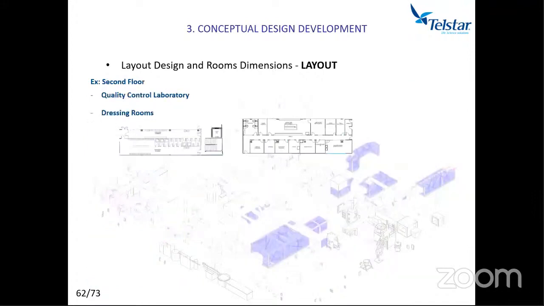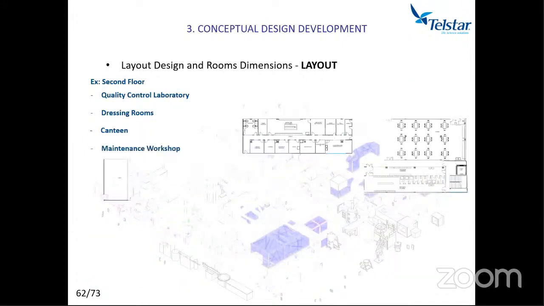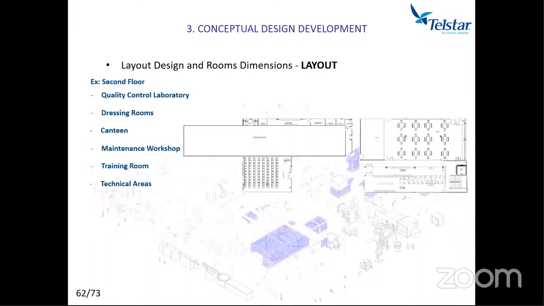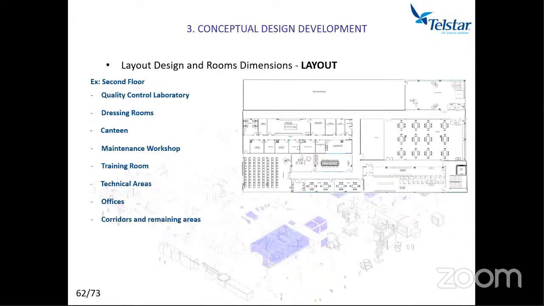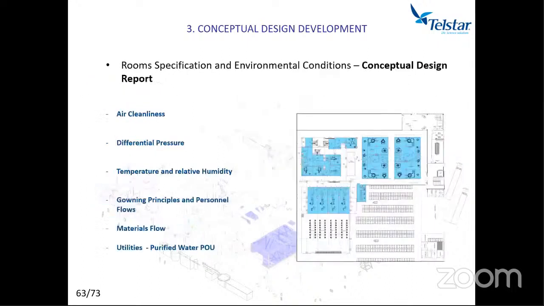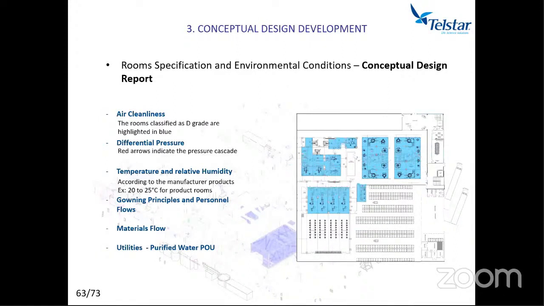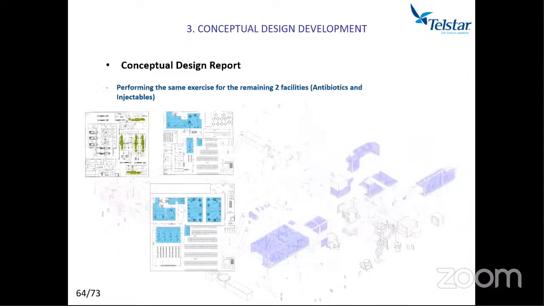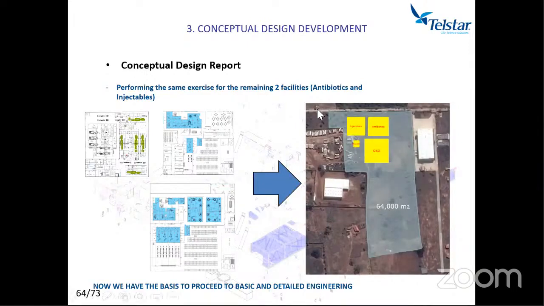We go for the same in the second floor: quality control lab, dressing rooms, a canteen, maintenance workshop, training room, technical areas, and some offices, corridors, and that's it. We have the second floor. So we define here, as I said, the different flows, air cleanliness, differential pressures, also the temperature and relative humidity needed, and also the material. Everything is considered here. We will do the same for the other two facilities. Remember, we had one for injectables and the other one for antibiotics. And with that, we know everything fits, and we still have a lot of room to go.